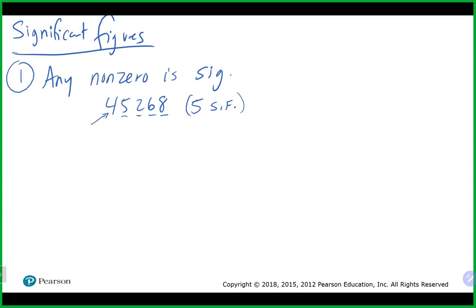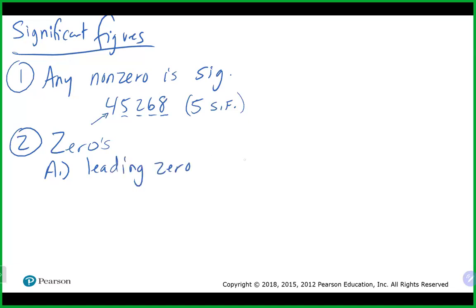Now, the thing that gives people really a hard time when they're doing significant figures are zeros. And there are a few different types of zeros that we actually come across. So we'll start with the first zero, which is sometimes referred to as a leading zero. And leading zeros are not significant. So leading zeros are not significant. You could have as many leading zeros as you want, and they're all going to be pretty much not important.